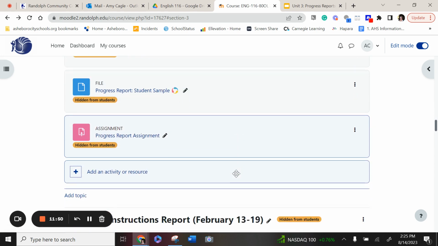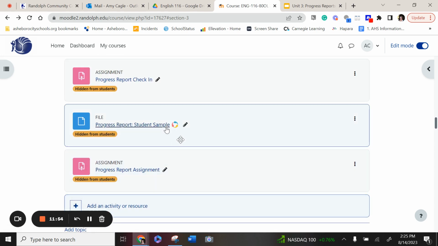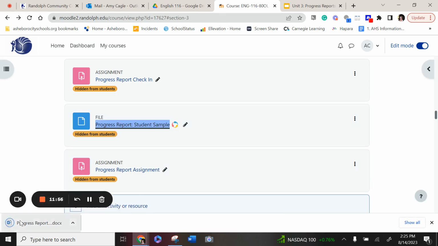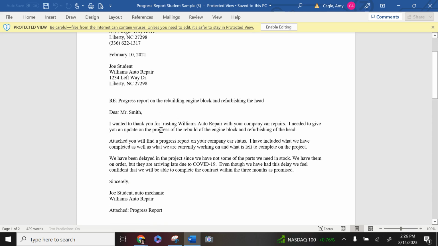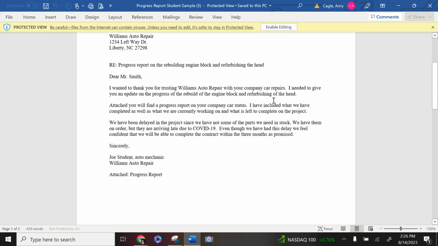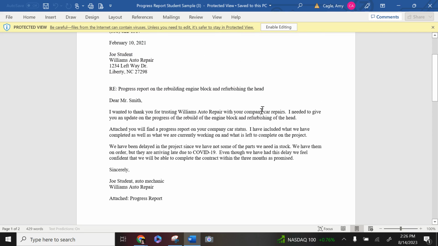Your final thing I want to make sure we look at is getting ready to turn in that progress report assignment. Let's look at the student sample so you can see what that's going to look like. For the student sample, we have who it's going to, the date, and who wrote it. So Joe Student, who is with Williams Auto Repair, and the subject line here. Now he did a letter, and this is what I'm expecting to see.